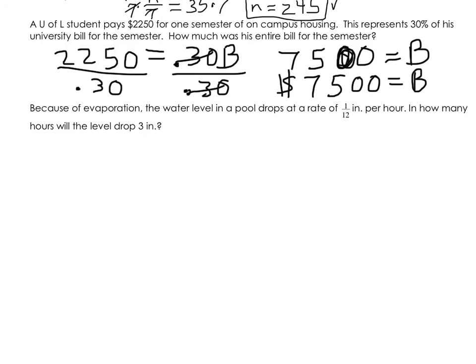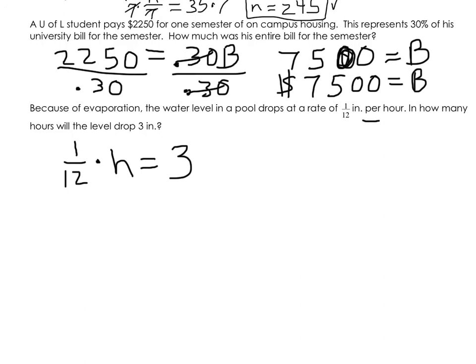Because of evaporation, the water level in a pool drops at a rate of 1/12 inch per hour. In how many hours will the water level drop 3 inches? So it drops 1/12 of an inch per hour. What does that per mean? It means times, every hour. In how many hours will the water level drop 3 inches? So 1/12 h equals 3.